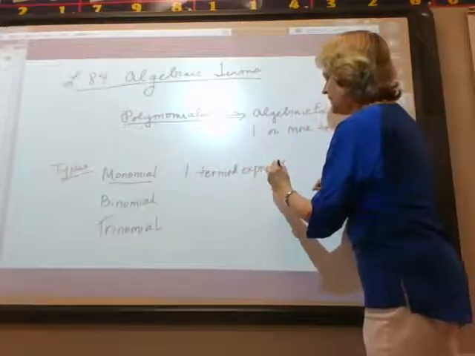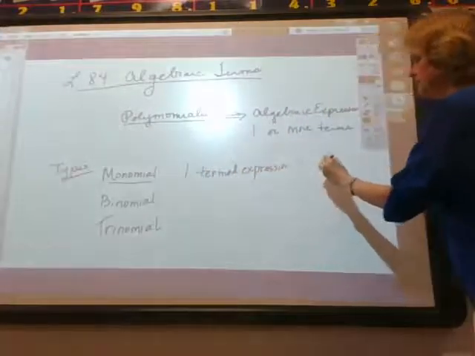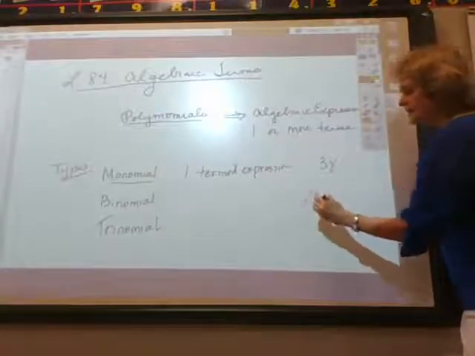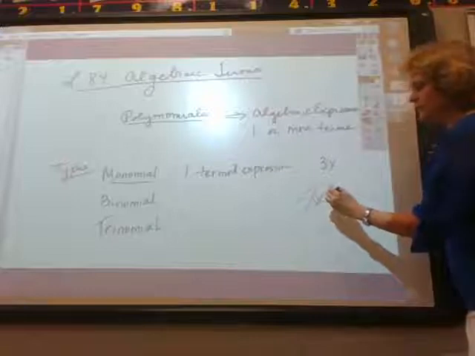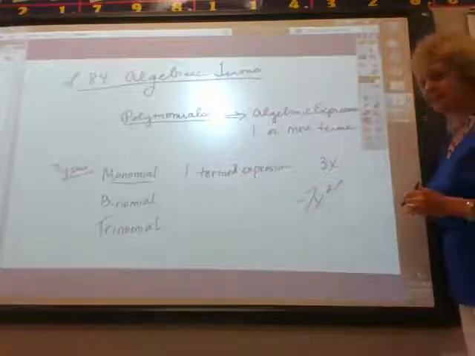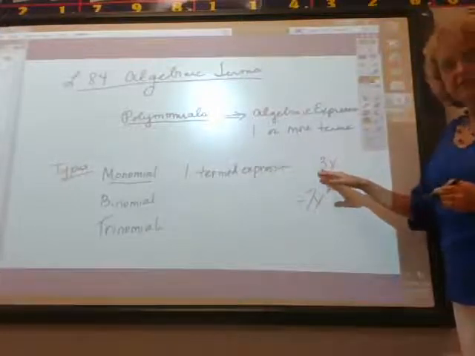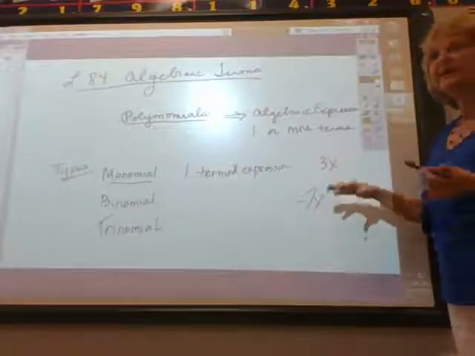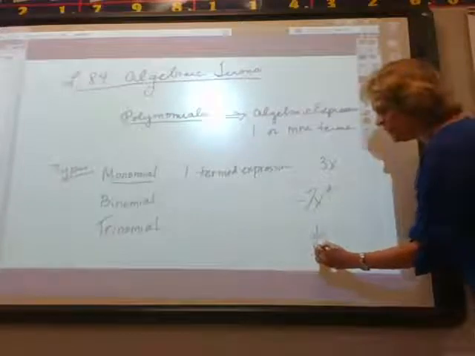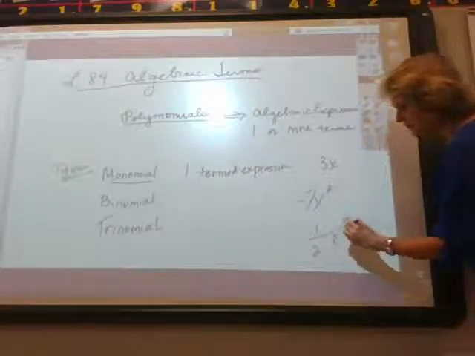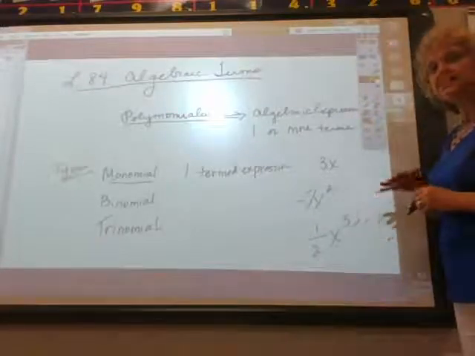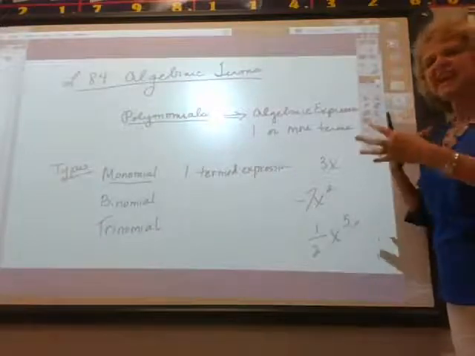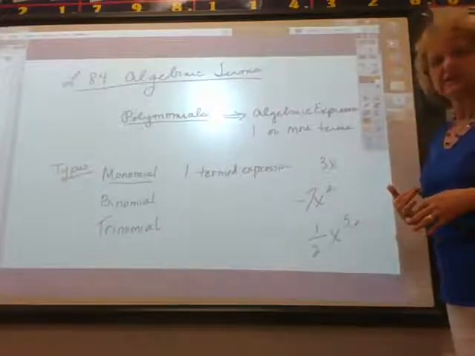Something like 3x, right? Negative 7x squared, or to the third, whatever, okay? You could have a variable and a number. Could be positive, could be negative, could be a fraction like 1/2 x to the 5th. That's still a monomial, okay? A one-termed expression. Nothing's getting added or subtracted to it, okay?